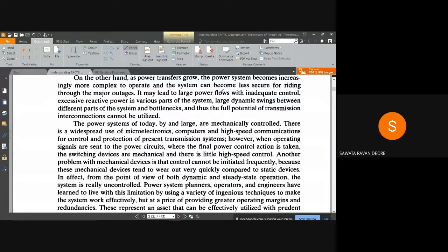Similarly, there is a widespread use of computers, microelectronics, and high-speed communication systems for the protection of a power system or for the operation of the power system. Now, as we all know, let's consider from the protection point of view. When a relay senses, it is going to sense whether there is a normality or abnormality.